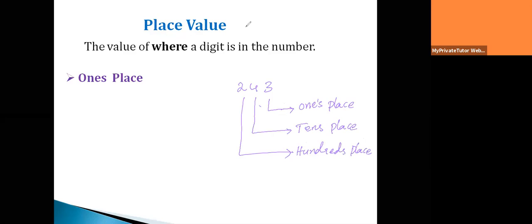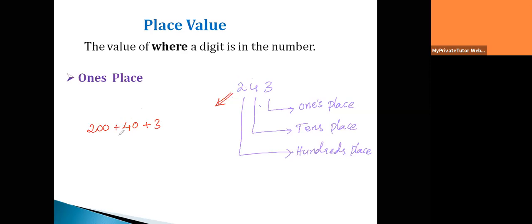Which means, how can we split this? 2 is at the hundreds place, so 2 times 100, which is 200. 4 is at tens place, 40, plus 3 is at ones place, which is 3. See how we split this? We can split this as 2 is at hundreds place, so that's why it's 200 plus 40 plus 3.